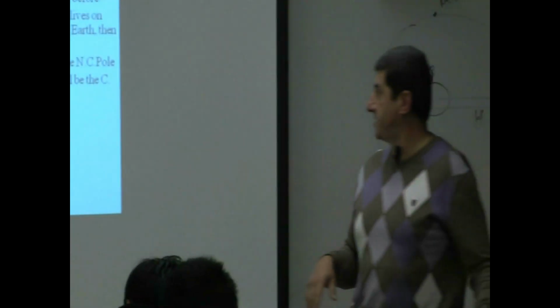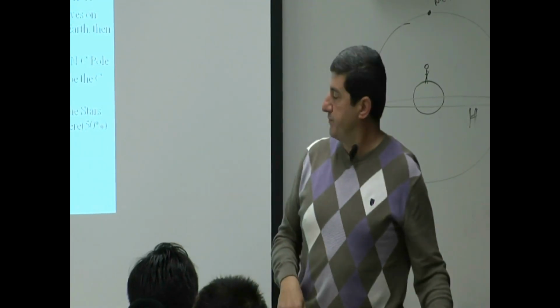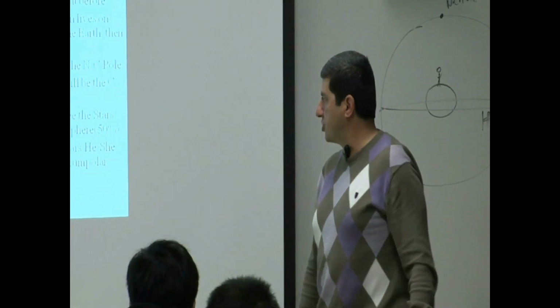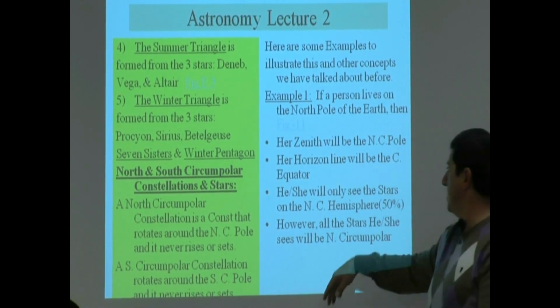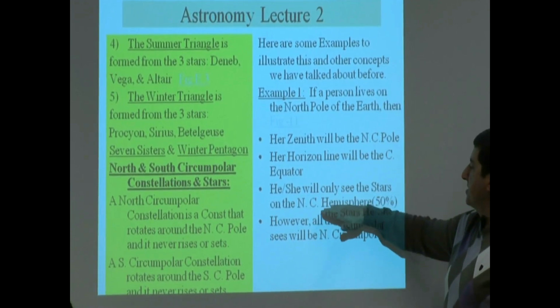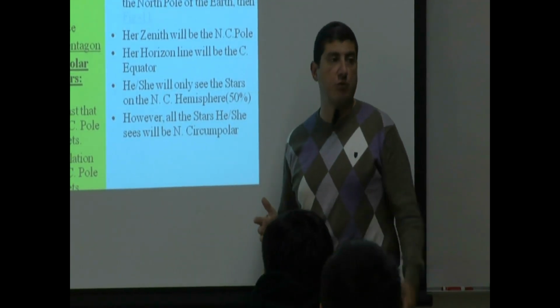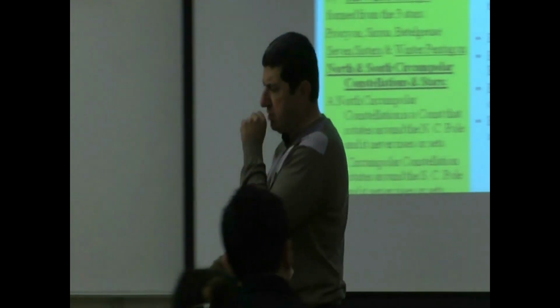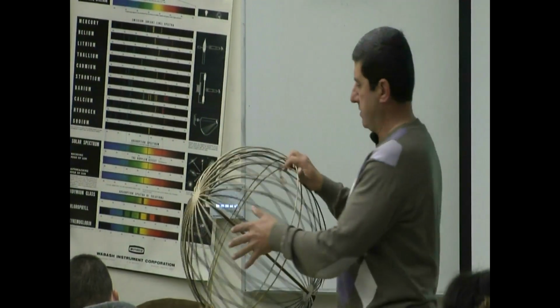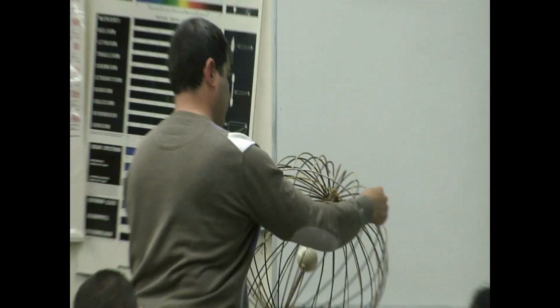And now we can go to the notes, and then we can make more sense of this. She will only see the stars on the north celestial hemisphere. However, all the stars he or she sees will be north circumpolar for that person. So whoever is living there will only see the stars on the north celestial hemisphere. But whichever stars she sees, they will all be north circumpolar for her. What do we mean by that? So look at the rubber bands again. I'm going to face it this way so it can look a little better. Okay?